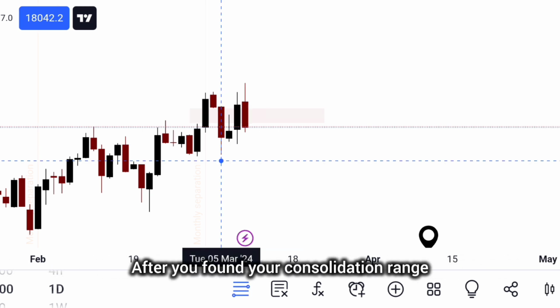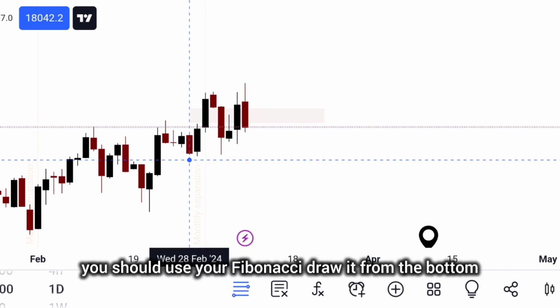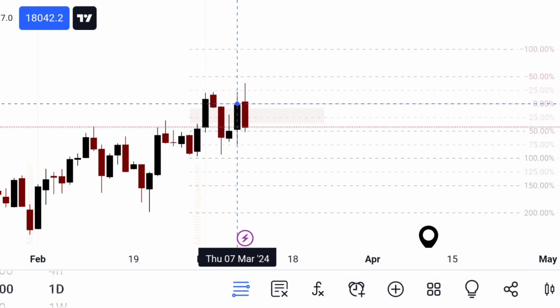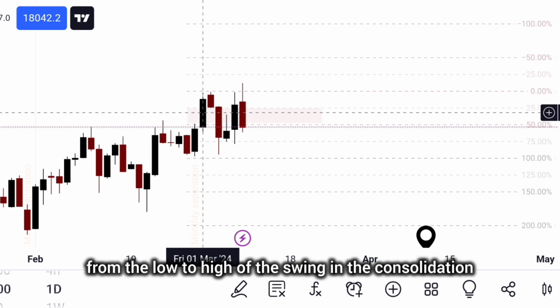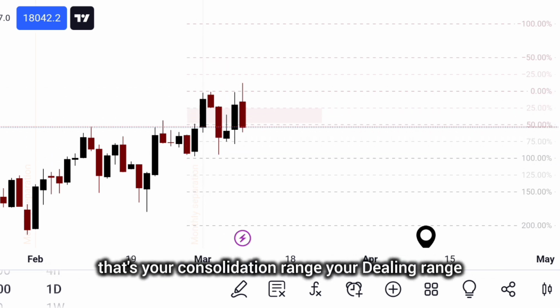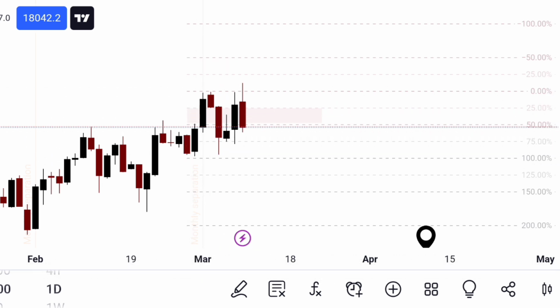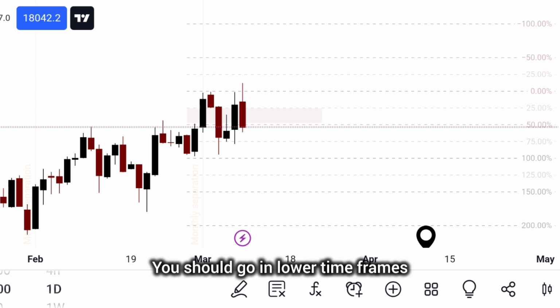After you found your consolidation range, you should use your Fibonacci, drawing it from the bottom of the range to the top of the range, from the low to high of the swing in the consolidation. That's your consolidation range, your dealing range. And in the next step, you should go in lower time frames.